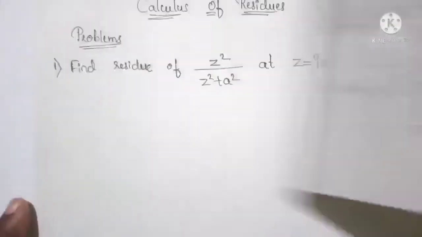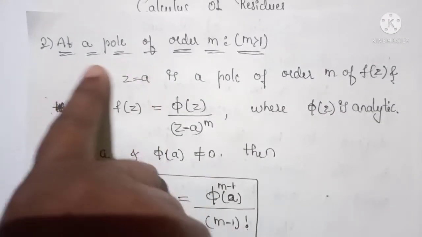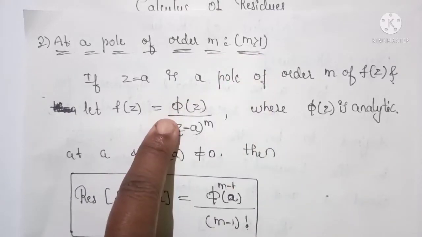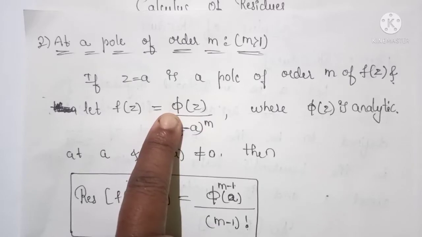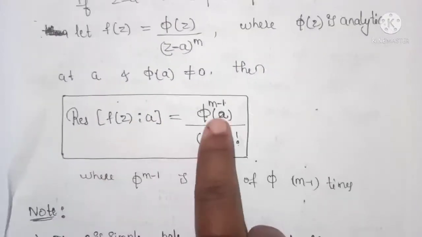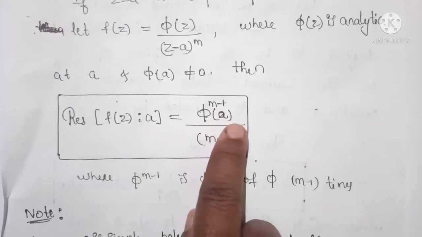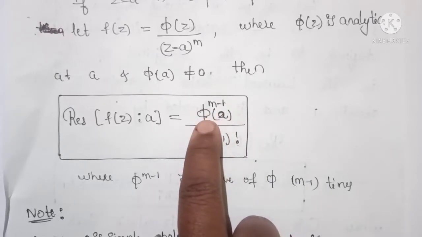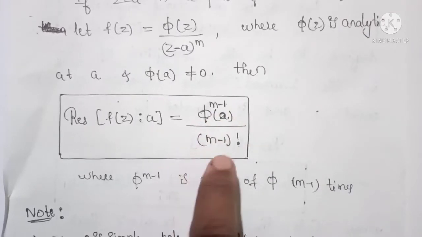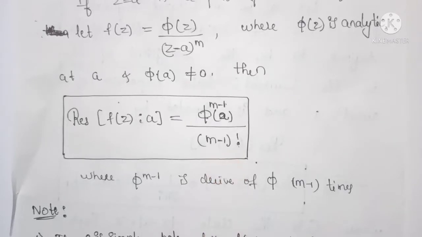Okay, so similarly second, we have a pole of order m, which is greater than 1. So when we have a pole of order m, which may be 2, 3 and so on, then we have this formula: the derivative of phi of order m minus 1 at a, divided by m minus 1 factorial. Sorry, not whole square, m minus 1 factorial.